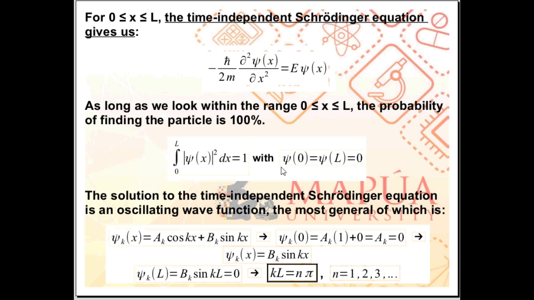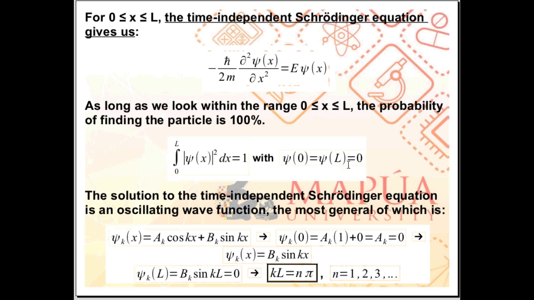boundary condition, psi of 0 is 0 and psi of L is equal to 0. So let's set x to 0 for psi. So small psi of 0 is equal to a, x is 0, so cosine of 0 is just 1. But sine of 0 is 0. That means if psi of 0 is 0, a is equal to 0. Our equation for small psi therefore simply becomes small psi is equal to b sine of kx.